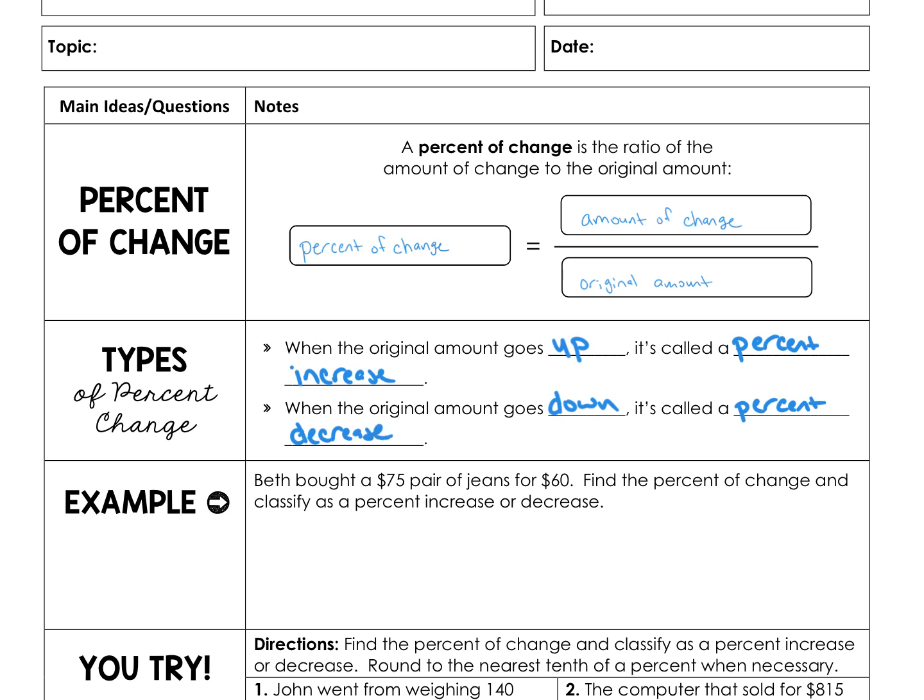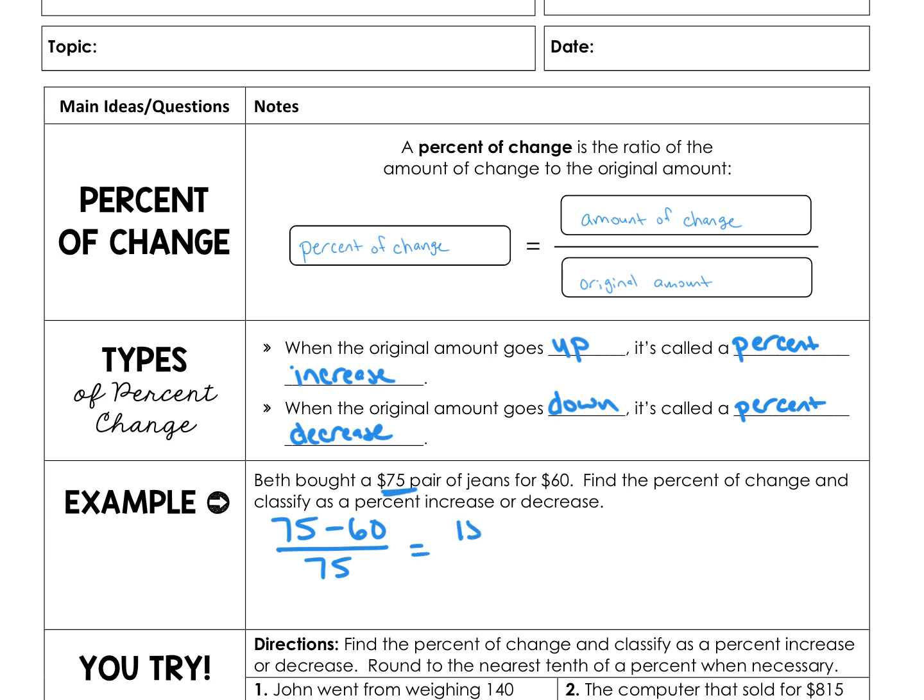All right, so let's look at an example. So if Beth bought a pair of $75 jeans for $60, so she got them on sale, we'll say, we want to know what was the percent of change. So basically, what was the discount that she ended up getting? So first thing we're going to do is we're going to find the amount of change. So she went from $75 to $60. And we're going to compare that to the 75 because that was the original amount.